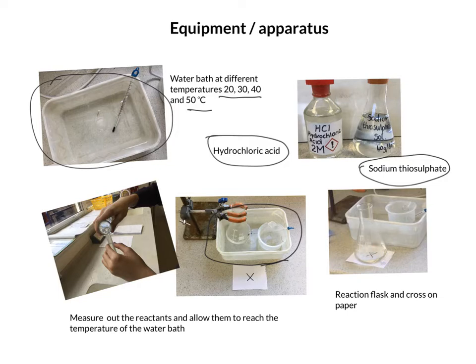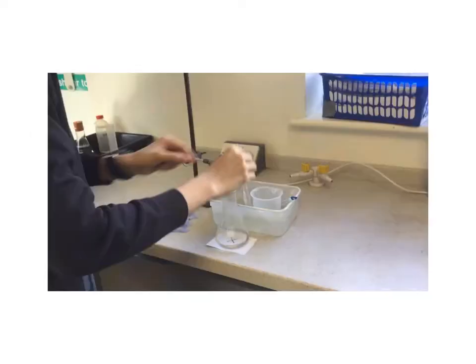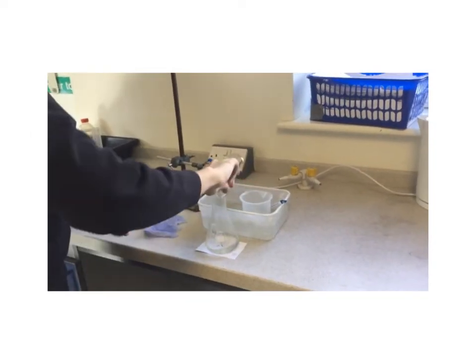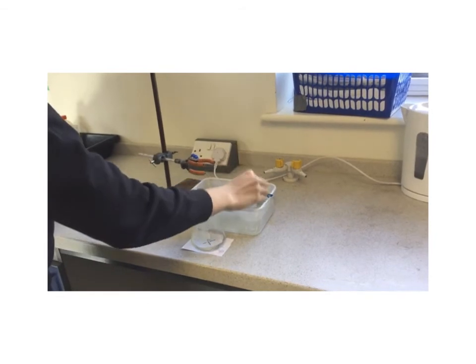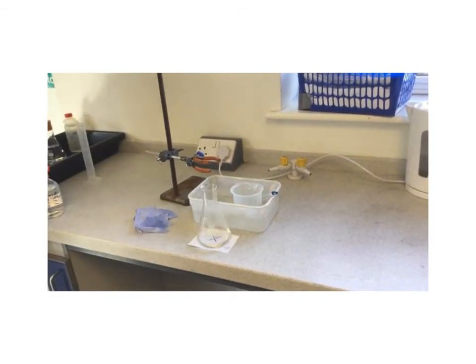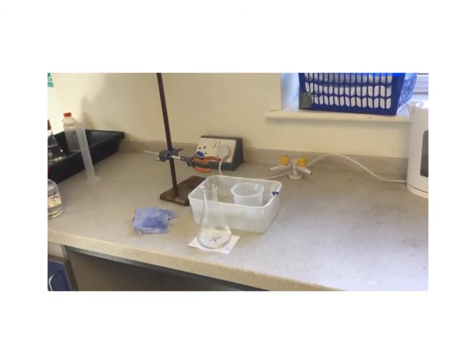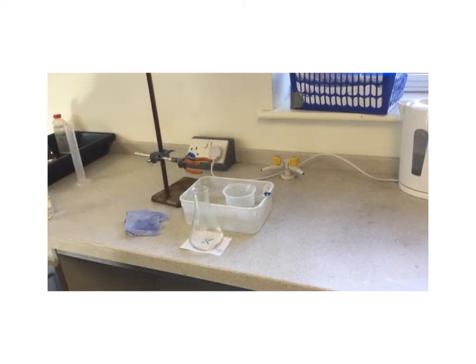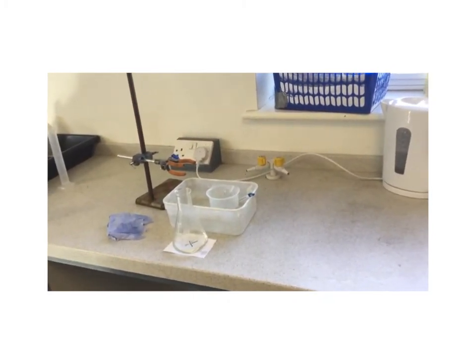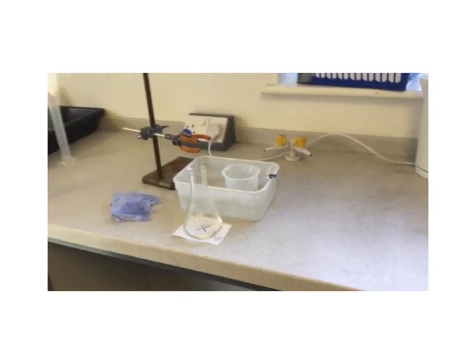Now, how quickly the cross disappears is an indication of the rate of the reaction. The quicker the cross disappears, the quicker the rate of the reaction. The longer the cross takes to disappear, the slower the rate of the reaction. So this video shows the two solutions, which have been equilibrated to the right temperature, being taken out of the water bath and added together in a flask, and then we're going to video the cross disappearing.